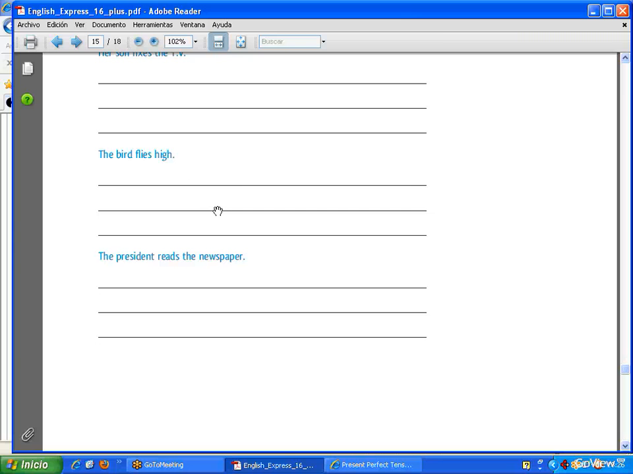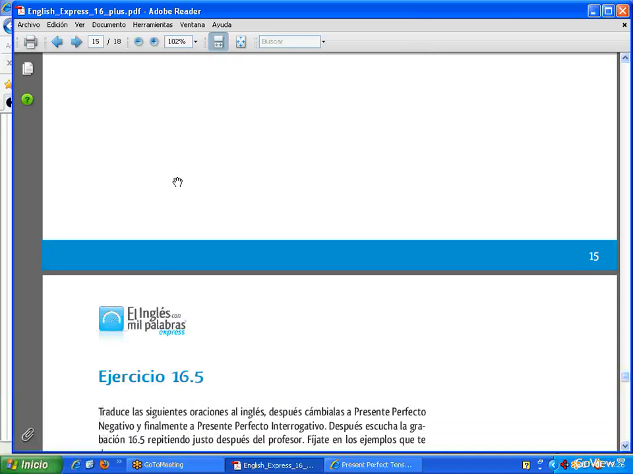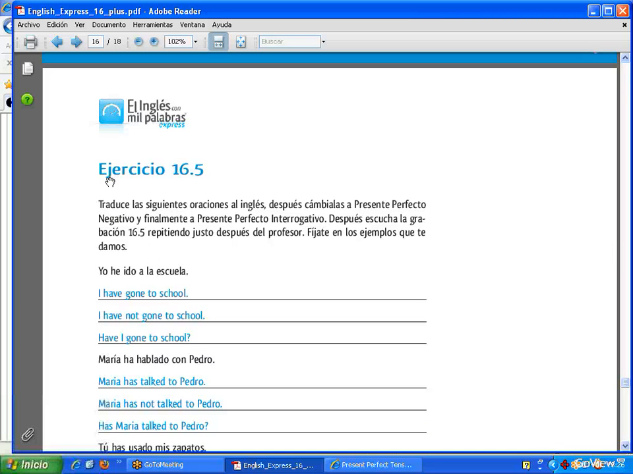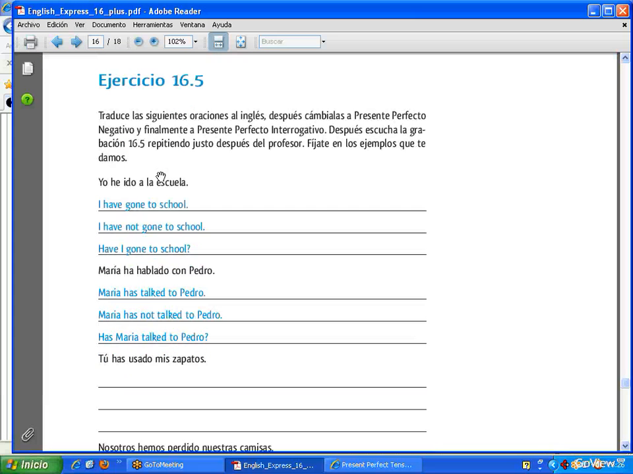And then the last exercise, you're going to translate the following sentences to English. So, I have been to school. Okay? I have gone. I have gone to school. Lo siento. I have gone to school. I have not gone to school. Have I gone to school? So you're going to use all three forms, okay?